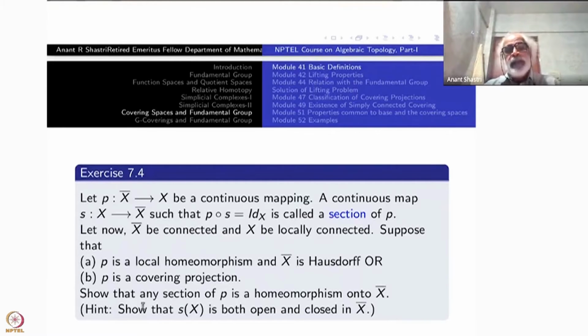Either a local homeomorphism and Hausdorffness of X bar, or just P is a covering projection. Then any section of P, like this S here, is automatically a homeomorphism onto X bar, which just means that it is a right inverse, and a left inverse also. It is a full inverse, so P becomes a homeomorphism. S is a homeomorphism, P is a homeomorphism. The hint is you show that S(X) is both open and closed. Because X bar is connected, it must be the whole of X bar.